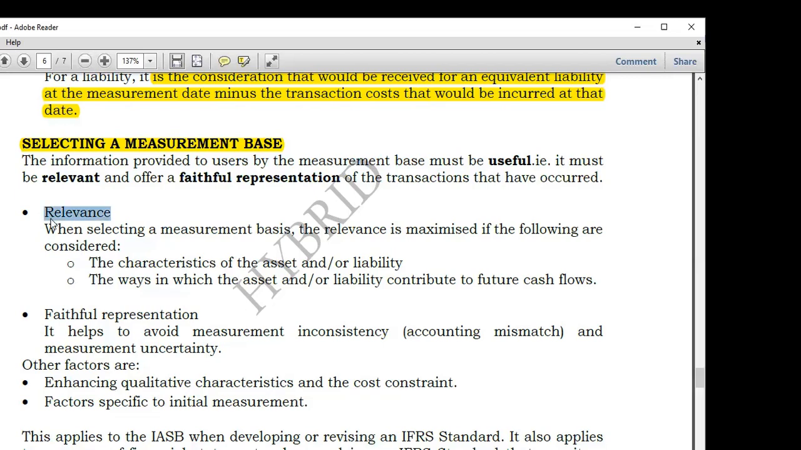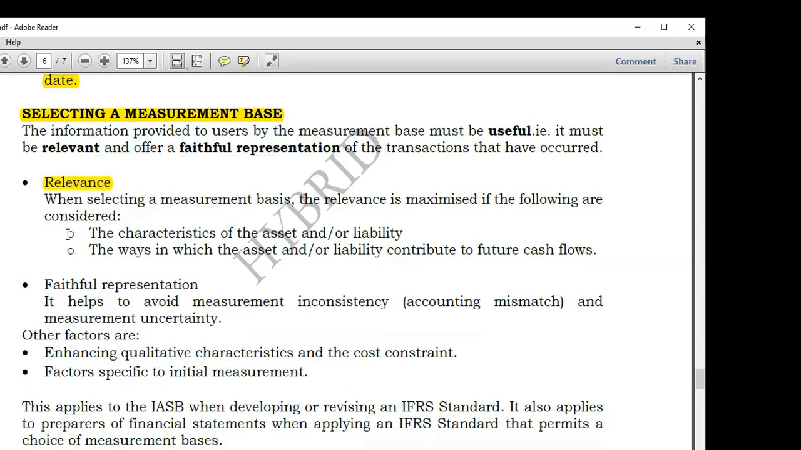For example, maybe we're just speaking of relevance. What points would you look at? They say here, when selecting a measurement basis, the relevance is maximized if the following are considered. How do you maximize relevance? For example, you take a look at the characteristics of the asset or liability. You look at the asset or liability and you find out that for this asset, I can determine something or I cannot determine it. Usually when speaking of things like fair value, that one is very useful, but it really depends on the standard. That's why you say this is just a conceptual framework. For example, you can have property, plant, and equipment that you have decided to measure at cost. If you have decided to measure at cost, that means you cannot use fair value even if you want to, right?